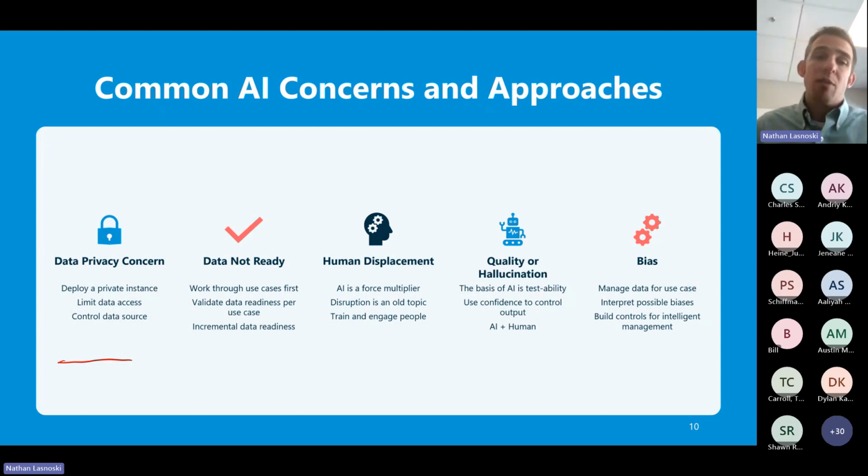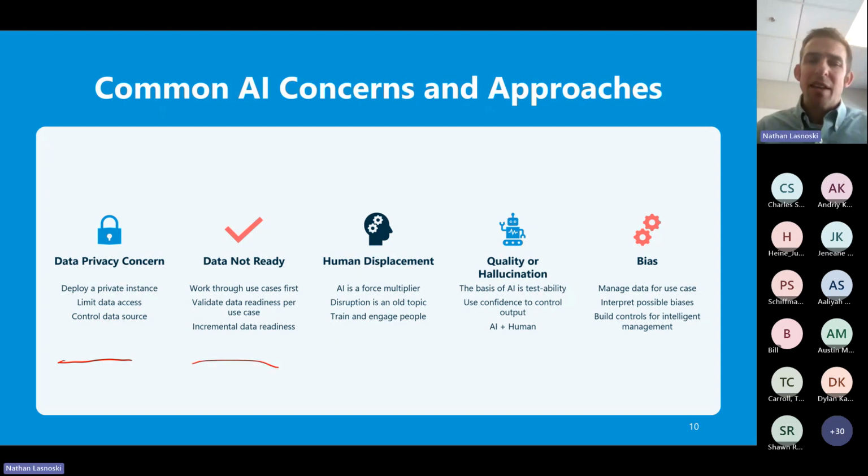However, everything we talk about today is using a private instance. So we're using private instances living on Azure, M365, where your data is your data. It is no one else's data but yours. And that's a really important thing to be able to convey across the organization.